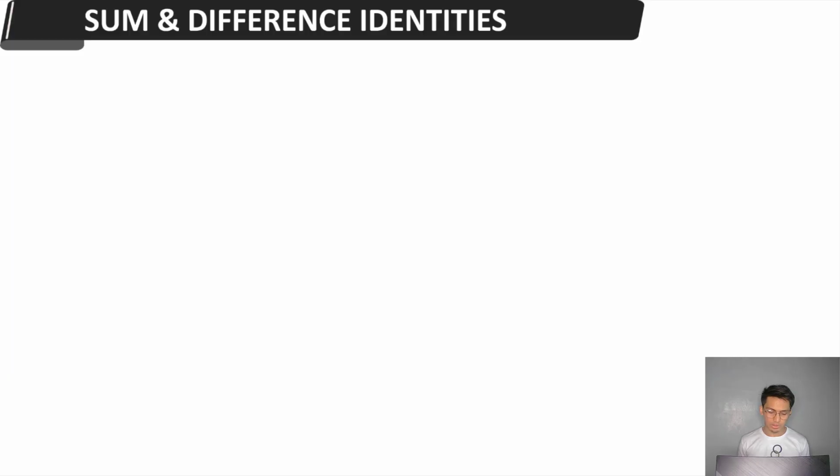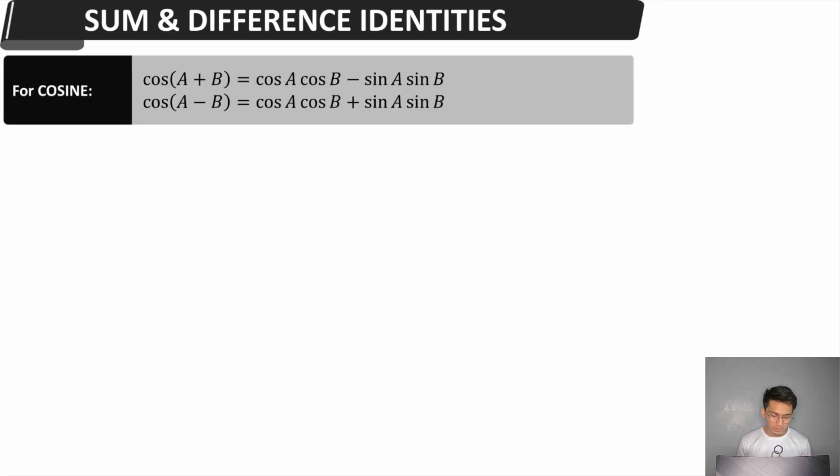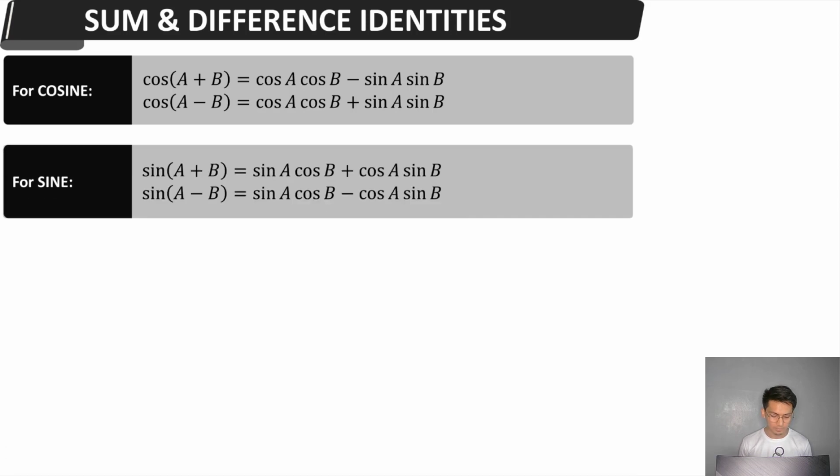We have two formulas each for sum and difference identities for cosine, sine, and tangent. For cosine, the sum identity is cosine A plus B is equal to cosine A cosine B minus sine A sine B. And the difference identity, cosine A minus B is equal to cosine A cosine B plus sine A times sine B. And for sine function naman, sine A plus B is equal to sine A times cosine B plus cosine A times sine B.